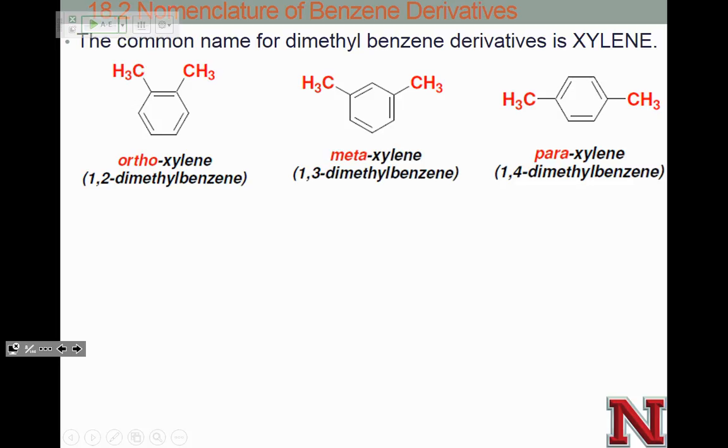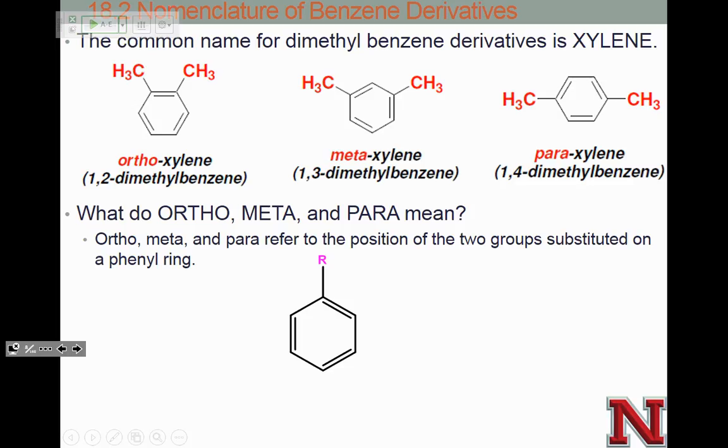Here we have the 2 CH3 groups on carbons 1 and 3. So that's 1,3-dimethylbenzene, or you might see metaxylene. And then the 2 CH3 groups being directly across from each other, 1,4-dimethylbenzene, or you might also see paraxylene. So what is that ortho, meta, and para? Well, that is a specification.